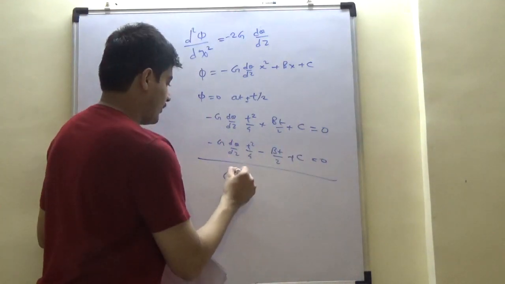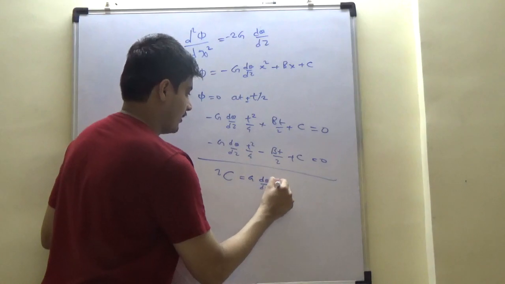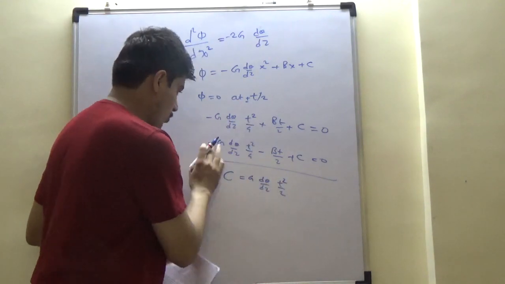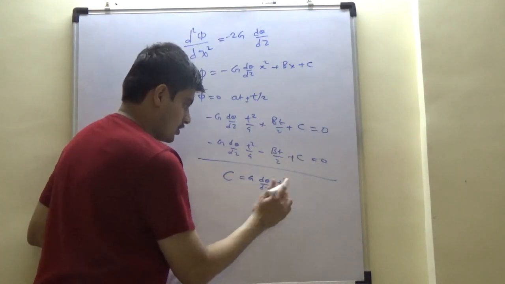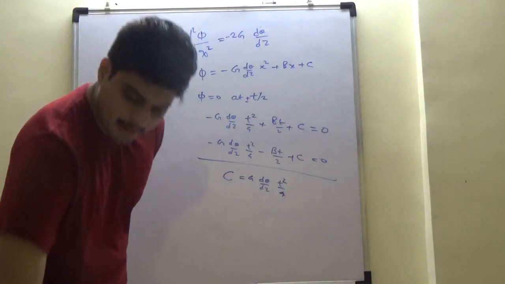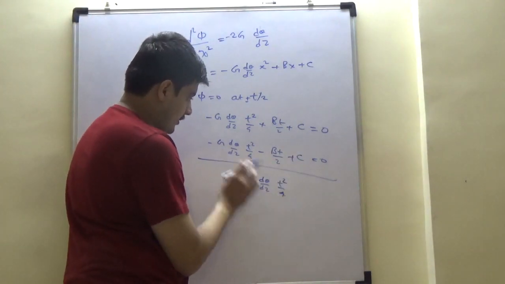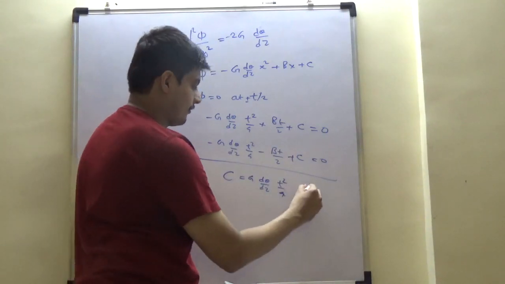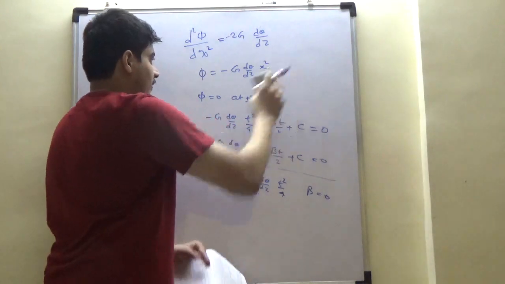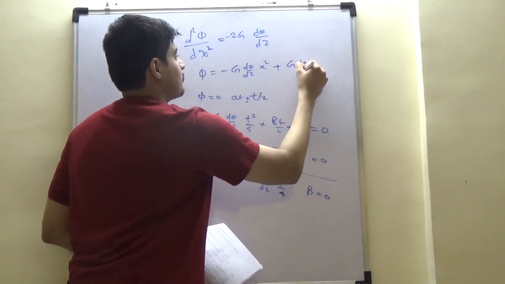If I add them, 2c is equal to g d theta by dz t square upon 2. This is going to give me t square upon 2 on the right side. So c is going to be simply this. And if I have c as this, which is getting added, b has to be 0, which means there is only square variation plus a constant. And we expected this, right?